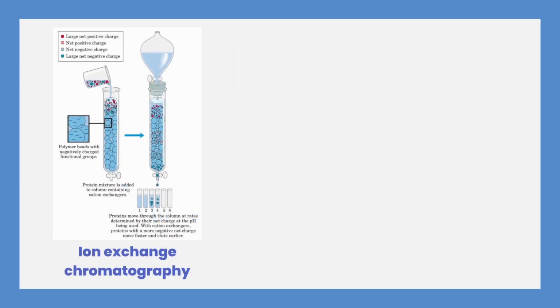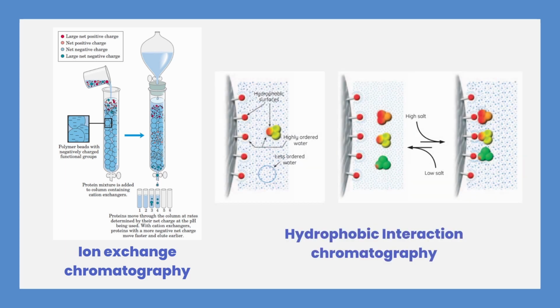Ion exchange chromatography relies on the reversible exchange of ions between the molecules in the sample and the charged groups on the stationary phase. Hydrophobic interaction chromatography takes advantage of differences in hydrophobicity.